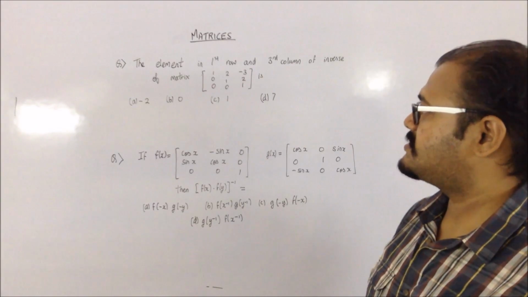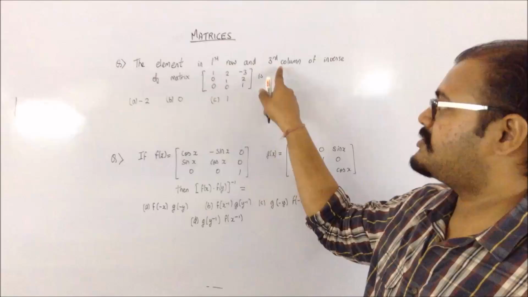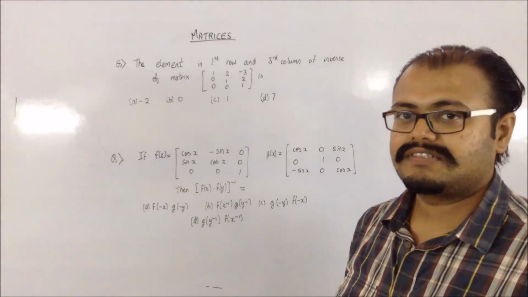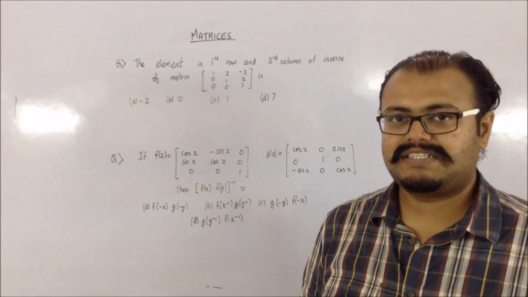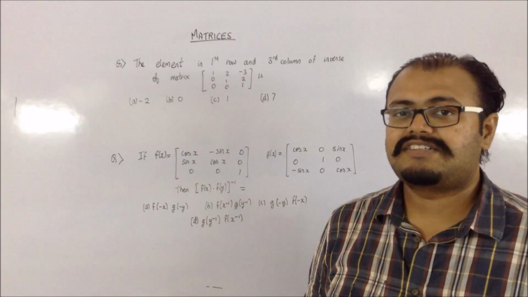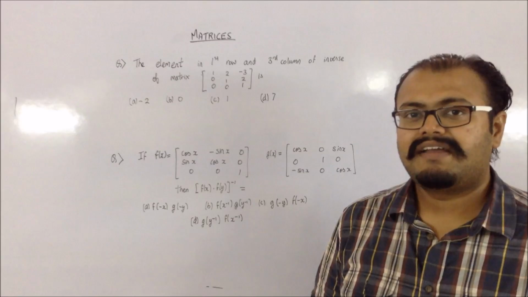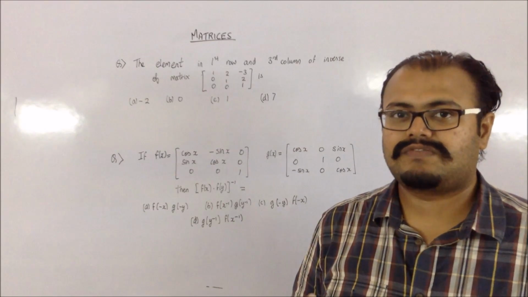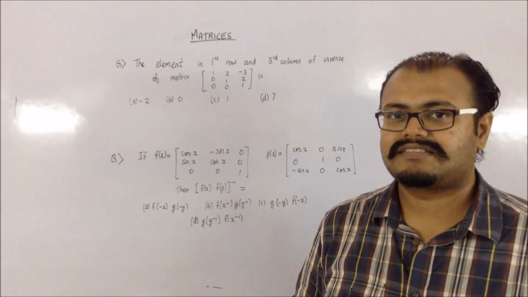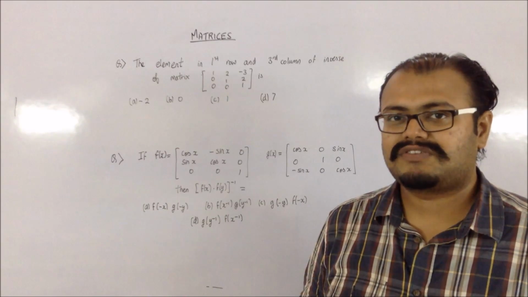So what we do is they have given us that it is going to be first row, third column. We have just discussed what is the formula for finding A inverse. It is 1 by determinant of A into the adjoint of A. Now you remember that adjoint of A is basically the transpose of the cofactor matrix. So transpose of the cofactor matrix.